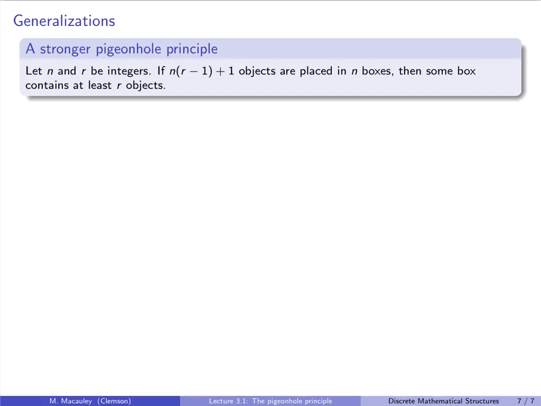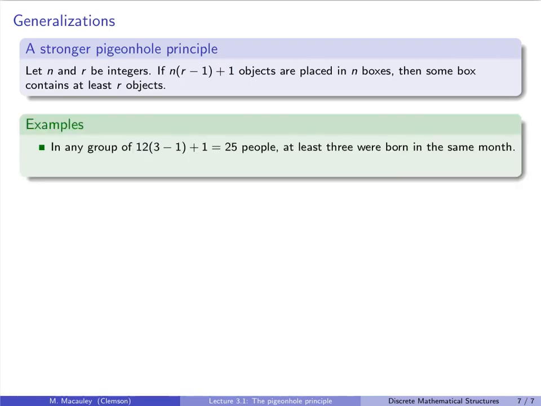First one, I don't know if it has a name. I'm going to call it a stronger pigeonhole principle. So this says that if n and r are integers, and if we distribute n times (r minus 1) plus 1 objects into n boxes, so if you prefer, you can call the objects pigeons and the boxes pigeonholes, then some box contains at least r objects. Now it takes a little bit of thought to wrap your head around what this is saying. So if they're as balanced as possible, then every box is going to be getting r minus 1 objects, and then one of them gets placed in the unlucky crowded box with r pigeons.